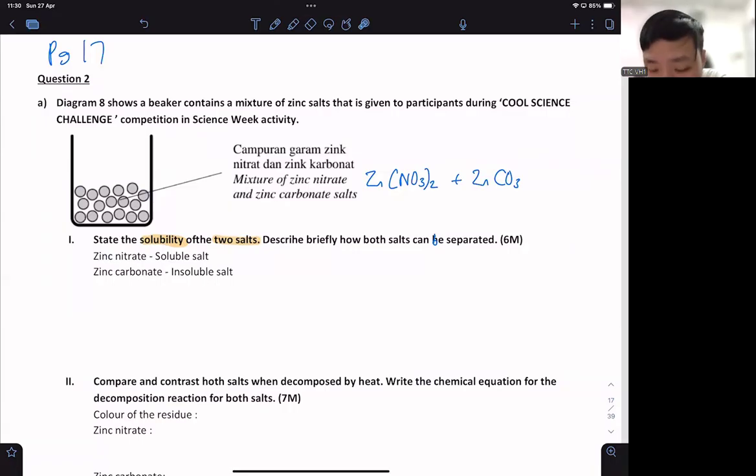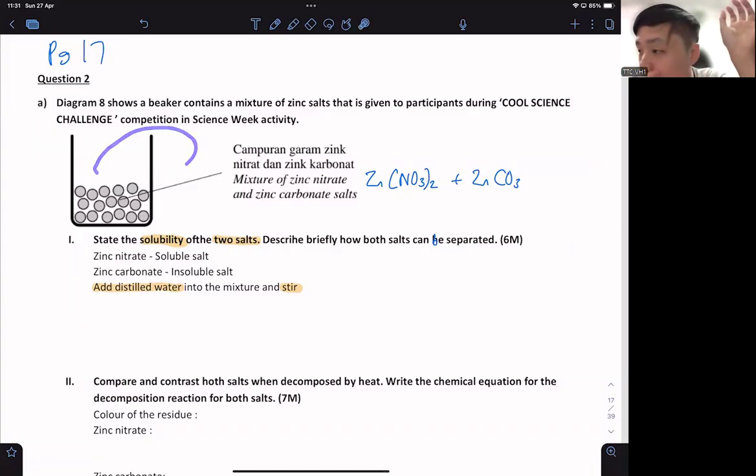I can add water first, correct? Add water first and stir it. Then surely you have one salt that is soluble, and one salt that cannot dissolve. If the salt cannot dissolve in water, what should you do? Filter. Then you split it. The filtered solid is the zinc carbonate. The water one is the zinc nitrate.